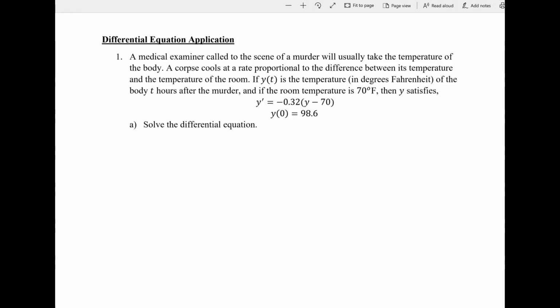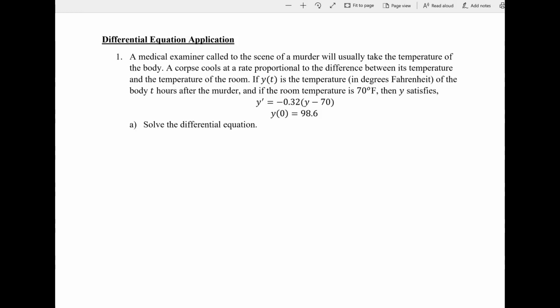A medical examiner called to the scene of a murder will usually take the temperature of the body. So the corpse cools at a rate proportional to the difference between its temperature and the temperature of the room. If y of t is the temperature in degrees Fahrenheit of the body t hours after the murder, and if the room temperature is 70 degrees Fahrenheit, then y satisfies this differential equation.